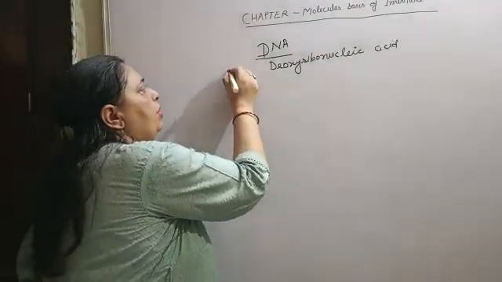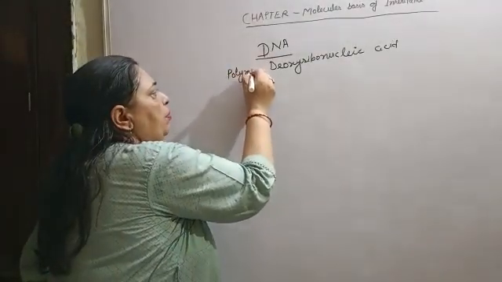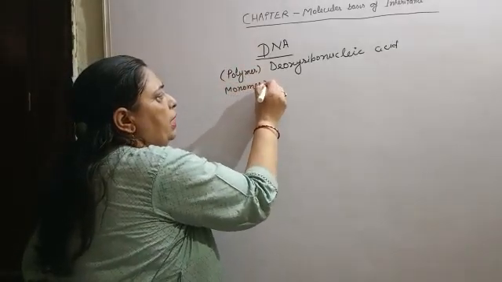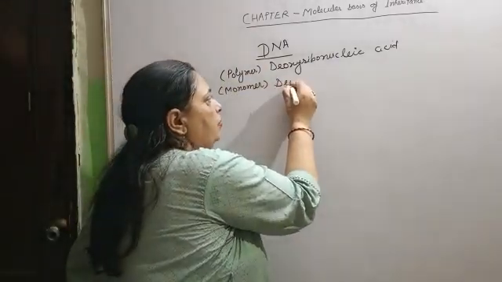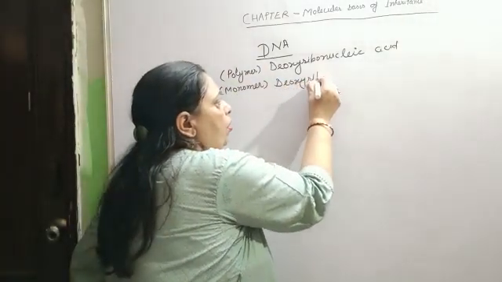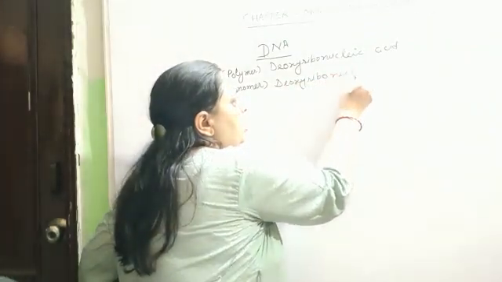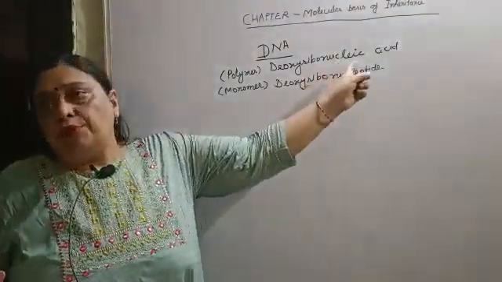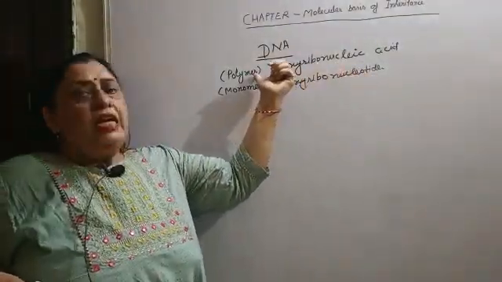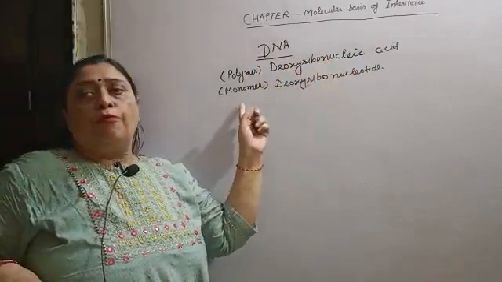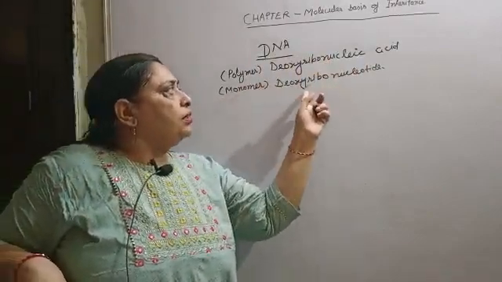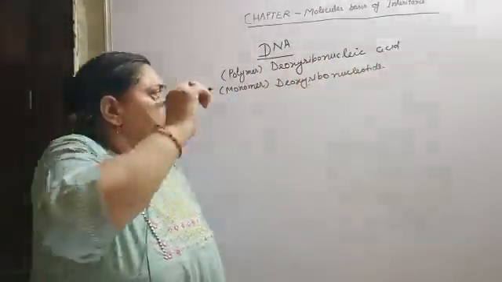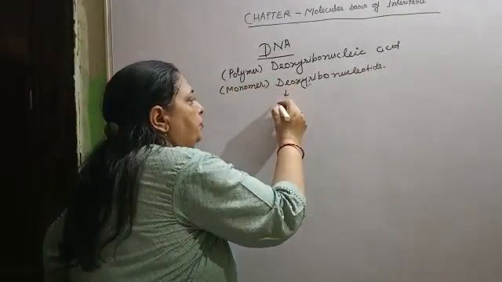Deoxyribonucleic acid is a polymer and it is made up of a monomer, and the name of the monomer is deoxyribonucleotide. Means deoxyribonucleic acid, which is a polymer, is made up of a number of monomers, and the monomer is deoxyribonucleotide. Now this deoxyribonucleotide is made up of three components.